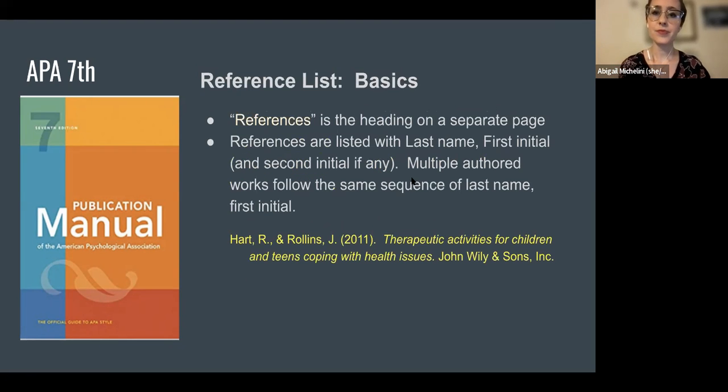Okay. For the reference list, you call it references. It's listed by last name and first initial. APA cares a lot about gender bias. And so they have eliminated the first name to eliminate any bias that people might have about somebody's gender. And so they've done that for years. But I think it's kind of cool. So you're never saying like, Abigail Michelini or somebody's first name because of that.